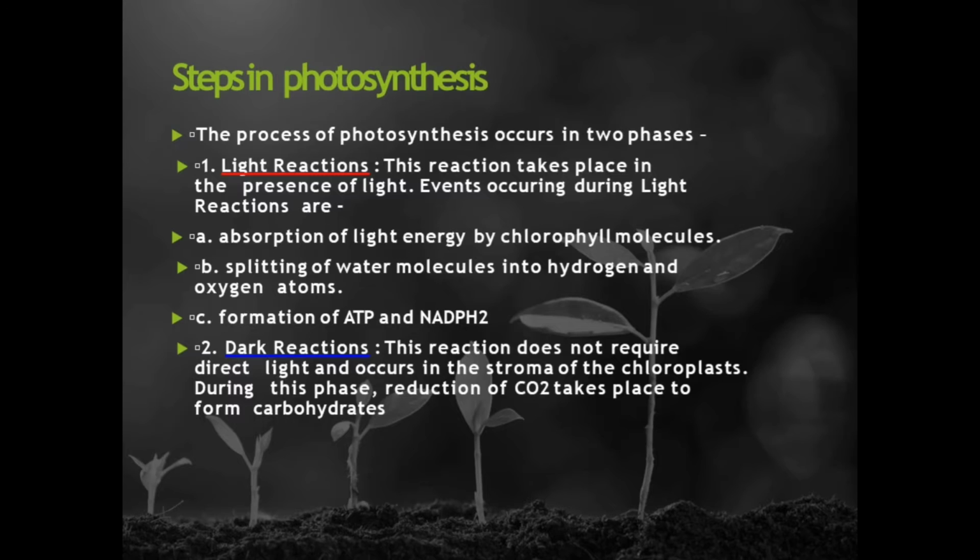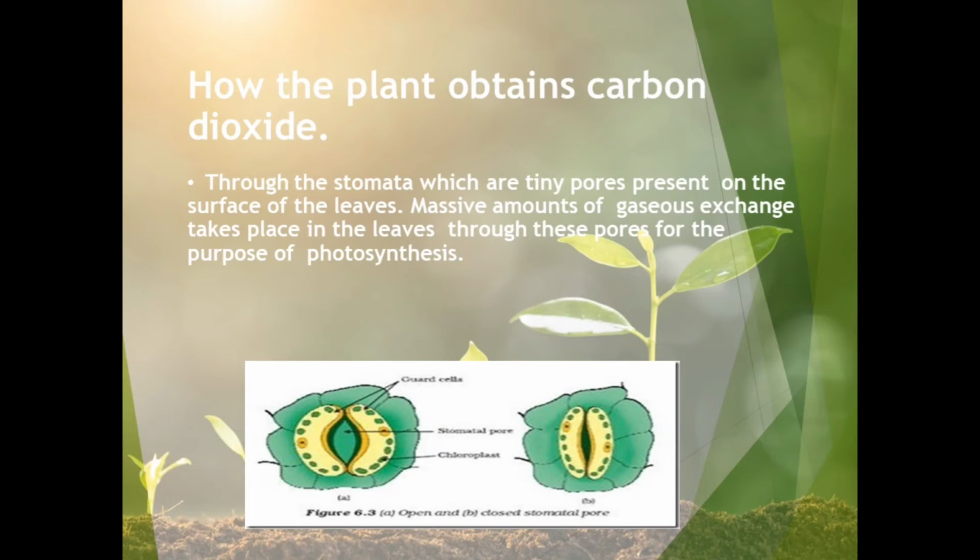Dark reactions. This reaction does not require direct light and occurs in the stroma of the chloroplast. During this phase, reduction of CO2 takes place to form carbohydrates. The plants obtain carbon dioxide through the stomata, which are tiny pores present on the surface of the leaves. A massive amount of gaseous exchange takes place in the leaves through the pores for the purpose of photosynthesis.